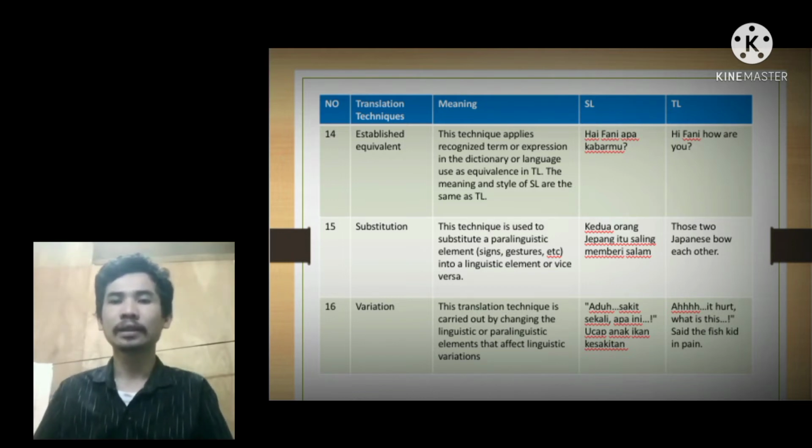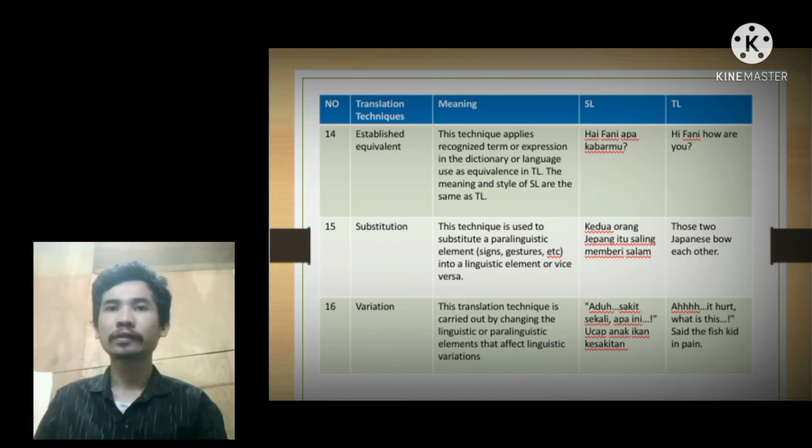The next is substitution. This technique is used to substitute a paralinguistic element into a linguistic element or vice versa. An example of this source language is "kedua orang Jepang itu memberi salam", and the target language is "those two Japanese bow each other".